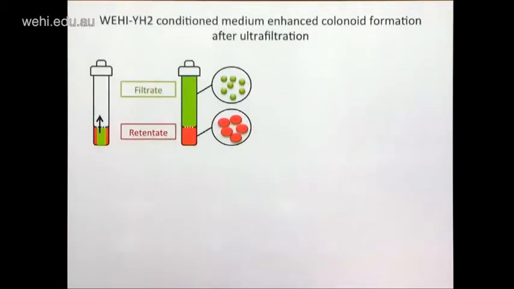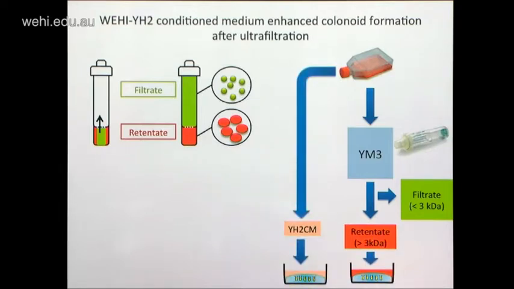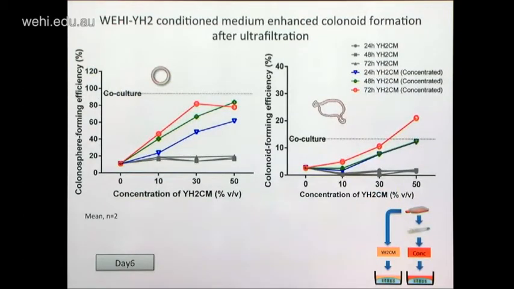So we use ultrafiltration to concentrate the molecule of our interest in the retentate. And those small molecules will go to the filtrate. So we made the conditioned medium. We use YM3 Centriprep, which has a membrane with 3 kilodalton molecular weight cutoff. And then we concentrate the conditioned medium in retentate and put the retentate into the crypt culture and compare to the culture with WEHI conditioned medium. We made the conditioned medium after 24, 48, and 72-hour incubation. We can see after concentration, the culture efficiency in terms of forming colonosphere or colonoid was much higher compared to the conditioned medium without concentration.